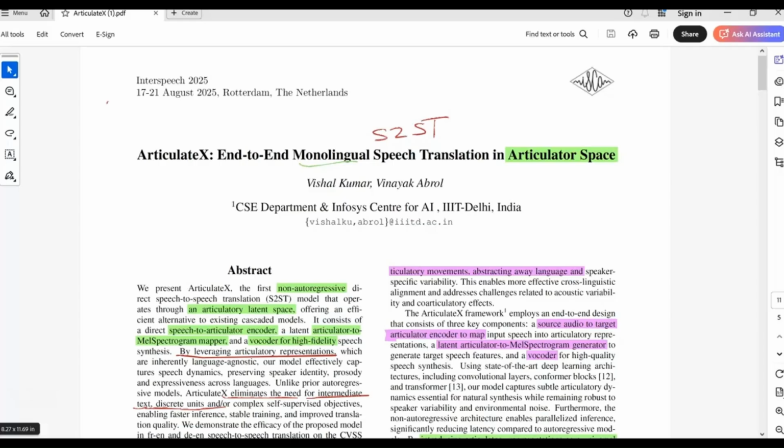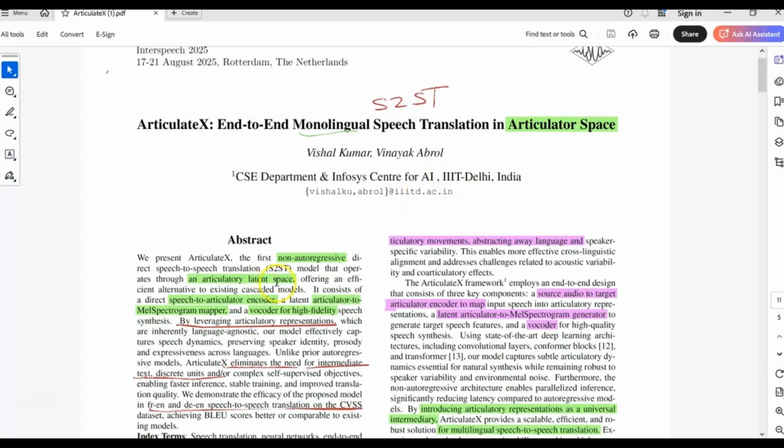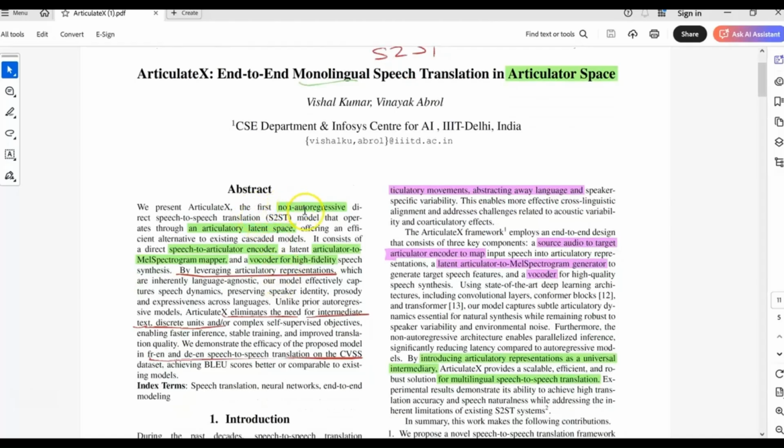In this paper, the authors go from speech to what they call articulator space. Here, articulator space comes down to sounds in the speech, so not necessarily the words, but the sounds. So here we go from speech in one language to some sounds in the target language first. Then they say this is the first non-autoregressive direct speech-to-speech translation model.